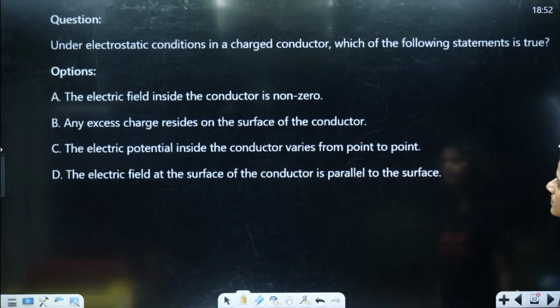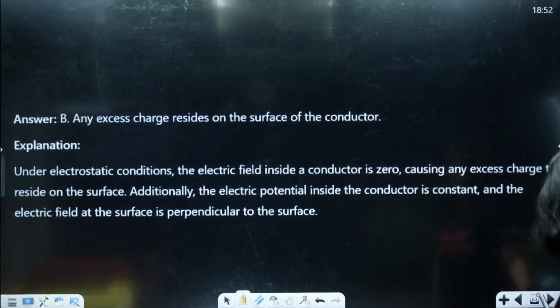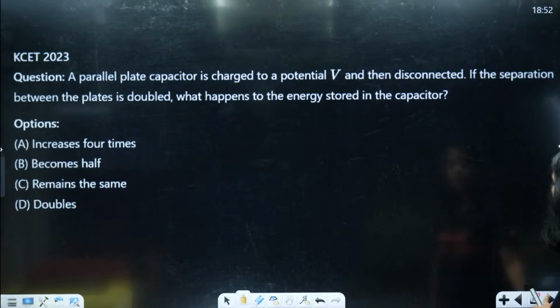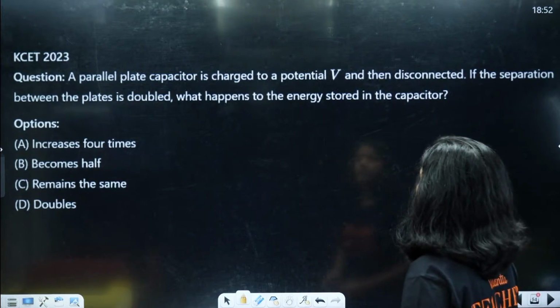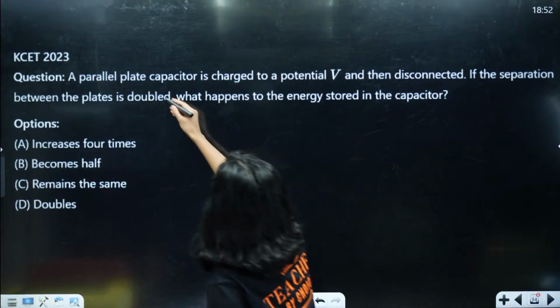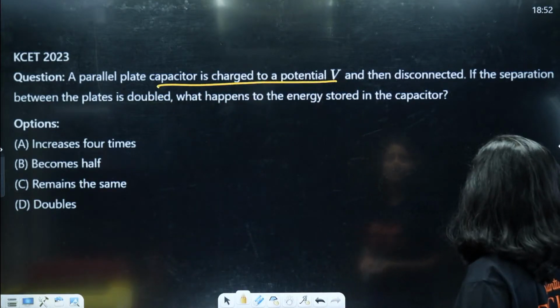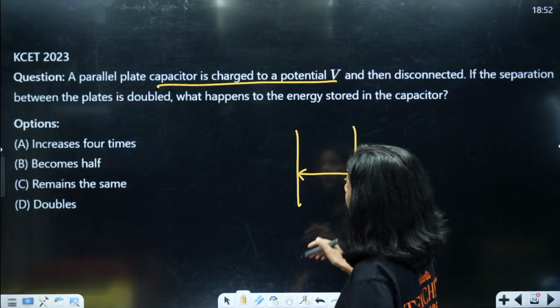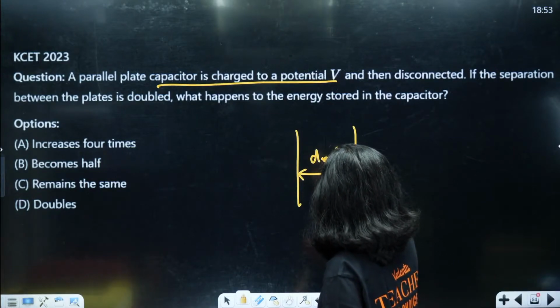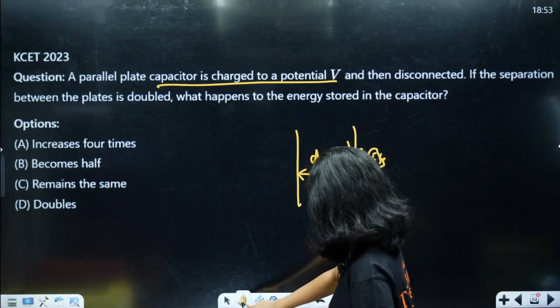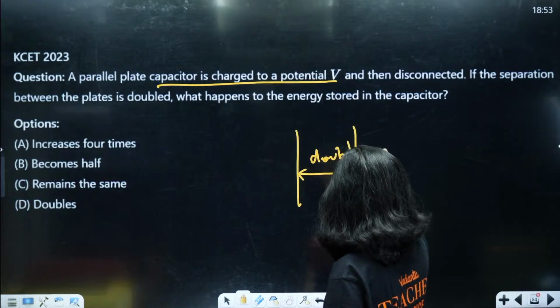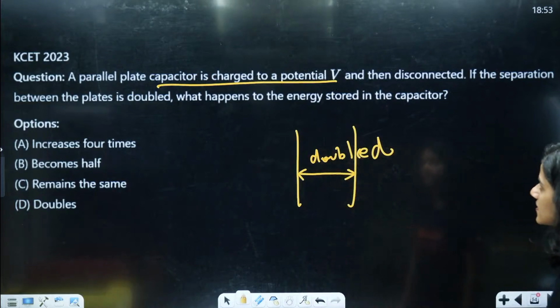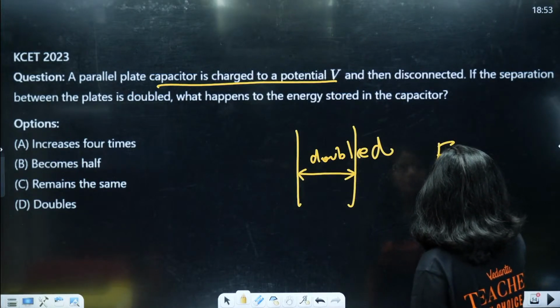Okay, let's move on to a different question. Let's look at this question. A parallel plate capacitor is charged to a potential V and then disconnected. If the separation between the plates is doubled, what happens to the energy?